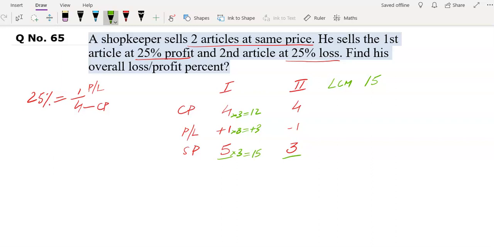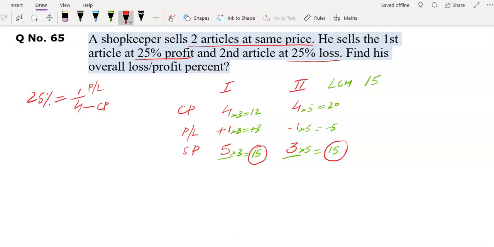Now the second article, 3 5s are 15. So we will multiply this by 5, this by 5 and this by 5. 4 5s are 20, 1 5s are 5, 3 5s are 15. So our SP is same now. SP is equal.